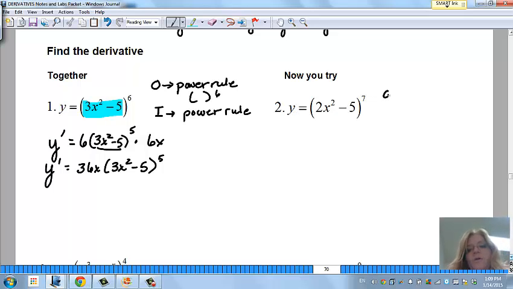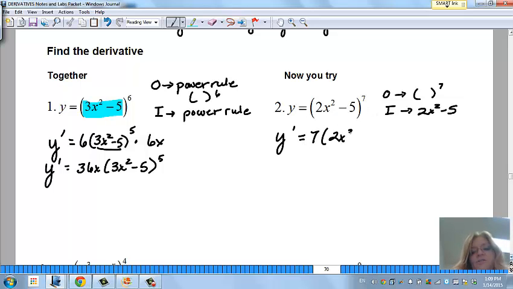Y equals. So what's my outside? My outside is something raised to the 7th, which is a power rule. The inside is going to be 2x squared minus 5, or the baby. So let's look at the outside. How would I take the derivative of the outside? It'd be 7, don't touch the baby, raised to the 6, times the derivative of the inside, which is 4x. Okay? Now all I do is simplify it. 7 times 4 is 28x, times 2x squared minus 5 raised to the 6.